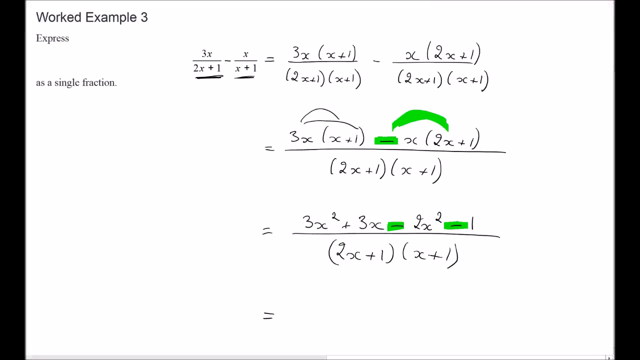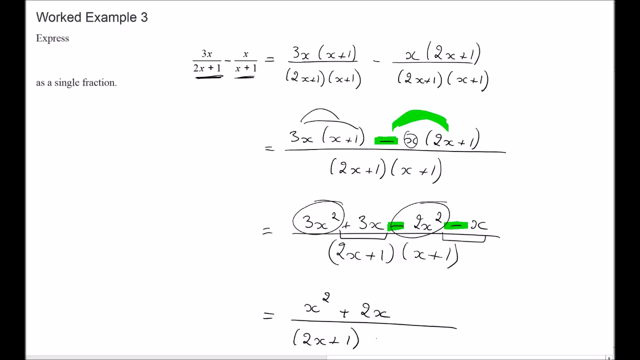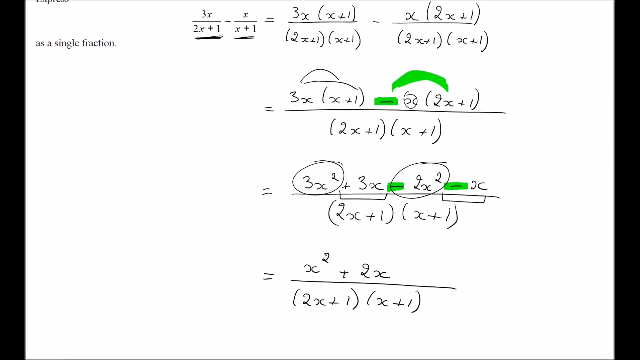And then I can start simplifying. 3x squared minus 2x squared is just x squared, plus 3x minus 1. Oh, and I made a silly mistake. It should be x times plus 1, so this is actually minus x. See how easy a mistake is made? So plus 3x minus x is going to be plus 2x. And I still have 2x plus 1 and x plus 1, like that. And that is it. This is the simplest my fraction will get. Good luck on the exercises.